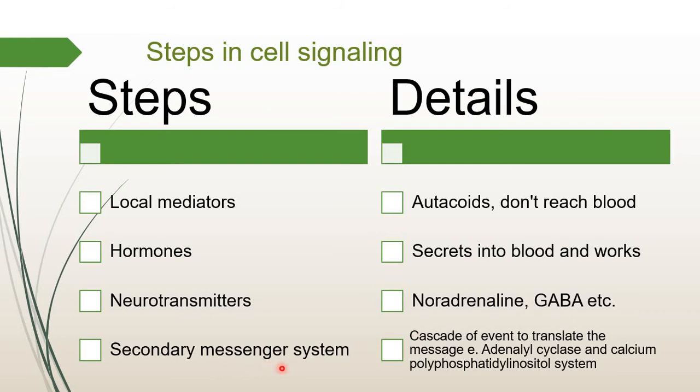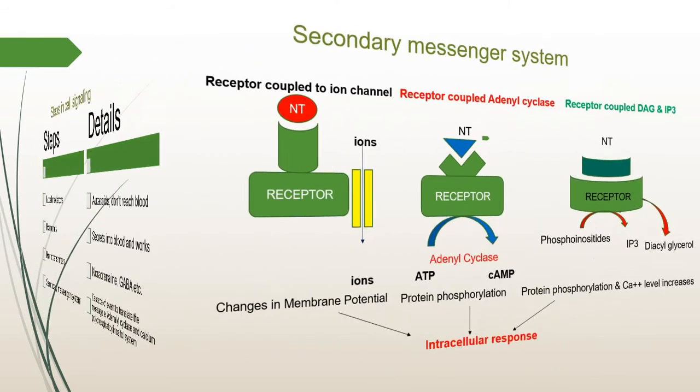Now, the secondary messenger system is very important, because once the neurotransmitter comes and attaches with the receptor, the secondary messenger system is sometimes activated. It is not involved all the time, but it is an important component. So a cascade of events occurs to translate the message, like the adenylyl cyclase and calcium phosphoinositide system. They are the classical examples of secondary messenger systems.